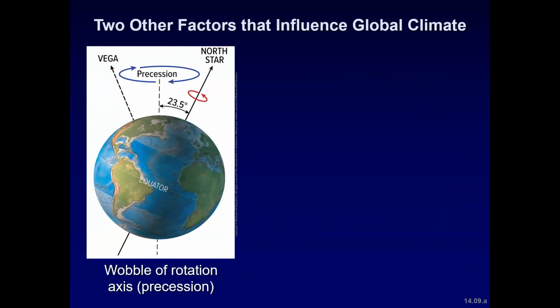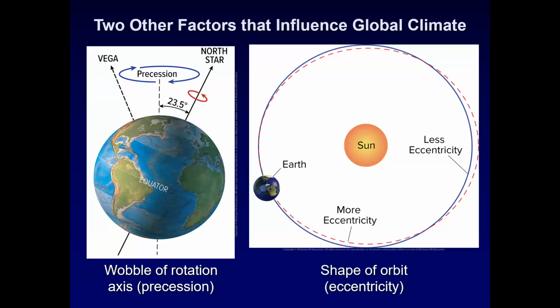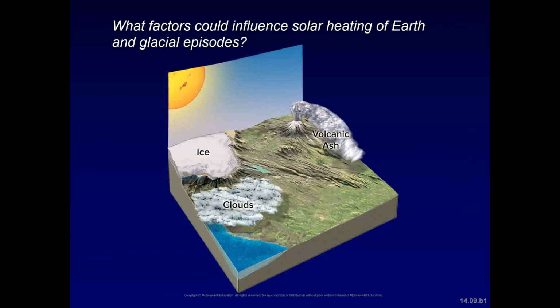So we also have another thing that affects our climate. It's the wobble of our rotational axis. We call that precession. It could be kind of a minor factor, I'm not sure. Or the shape of the orbit, the eccentricity, can influence our global climate. Let's think about what factors could influence solar heating of the Earth and glacial episodes.